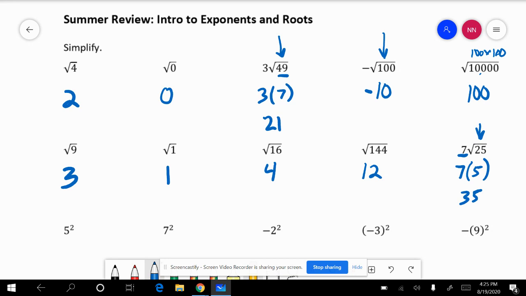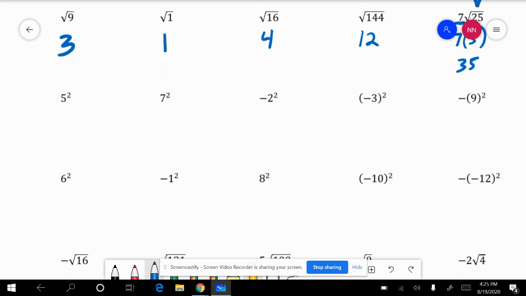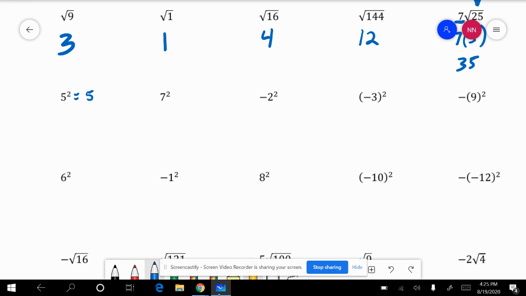Now, those are square roots. What we're going to be doing next is we're going to look at squares. What a square means is that we're multiplying it by itself. So this right here is the same thing as 5 times 5, which is 25. The next one is 7 times 7, which is 49.